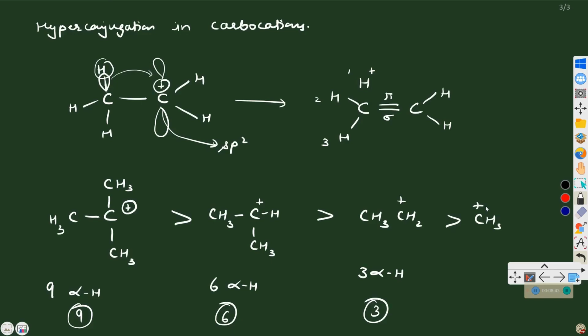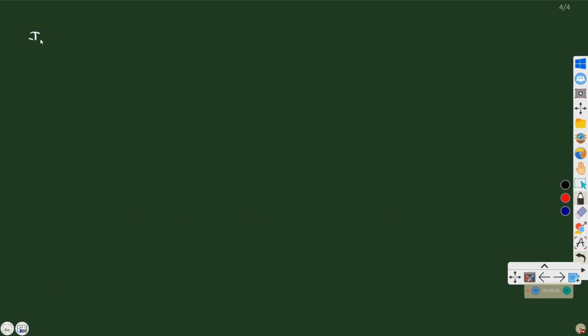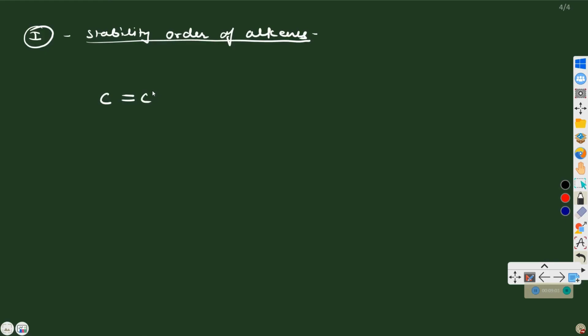Now we will come to the application of hyperconjugation. The first application is that it tells us the stability order of alkenes. Suppose they give us many alkenes with alkyl groups present as substituents. This is 2,3-dimethyl but-2-ene.